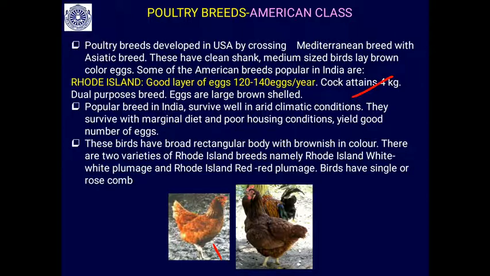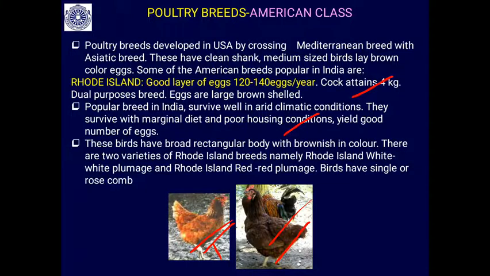They also need only a marginal diet, no special diet, and they survive even in poor housing conditions. They yield a good number of eggs. Here you will find the female and the male of Rhode Island. The male is a good table bird, it can be used as a broiler, and the females are good layers.